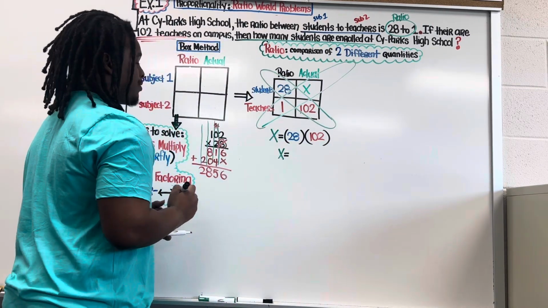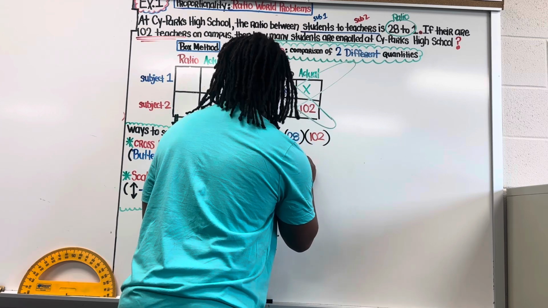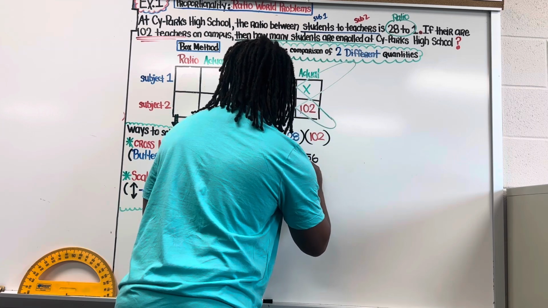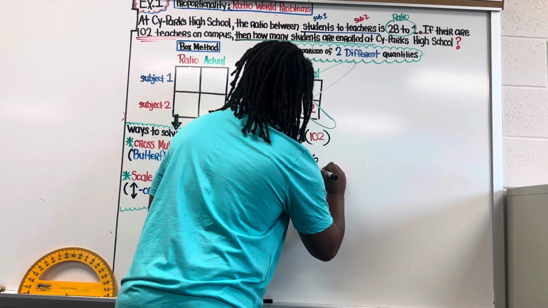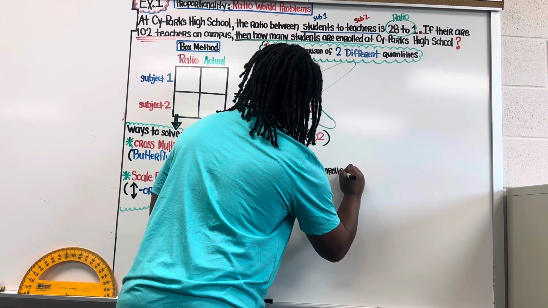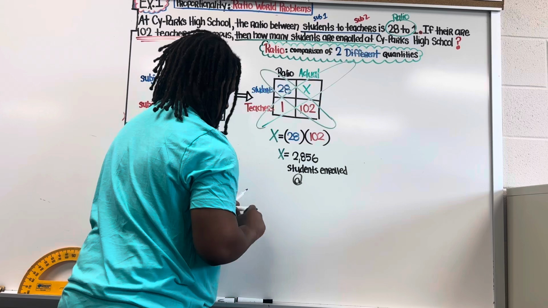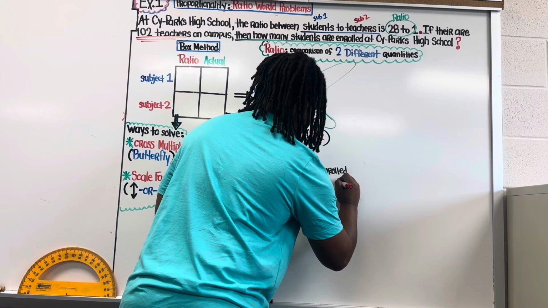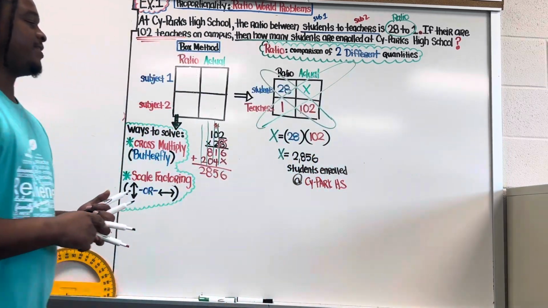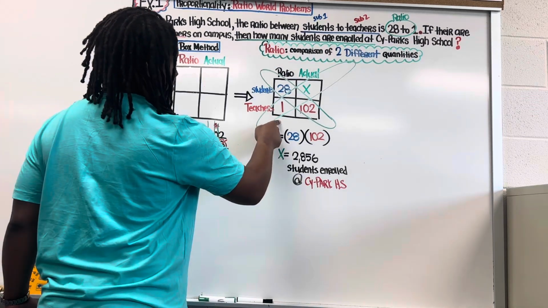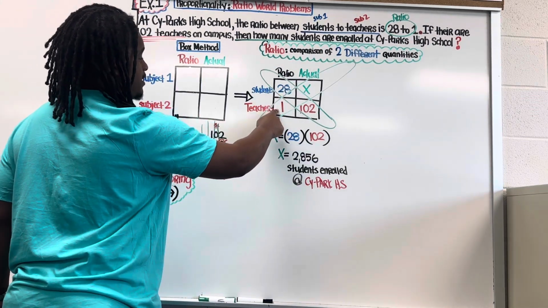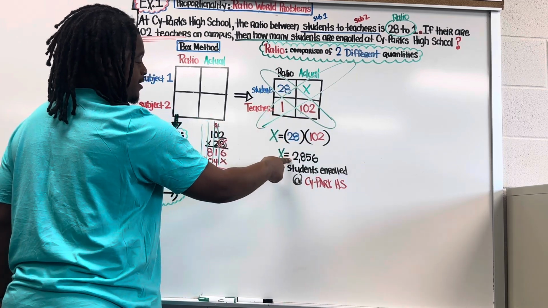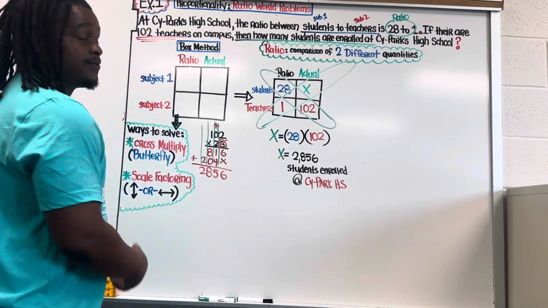Okay, so this is the value of X, which represents the number of students that are enrolled at Cy Parks High School, which is 2,856 students enrolled at Cy Parks High School, okay? That is our final answer, guys. All right, so based on this ratio, if there are 28 students for every 1 teacher, and there are actually 102 teachers that work at Cy Parks, it's safe to say that there are 2,856 students enrolled at Cy Parks.